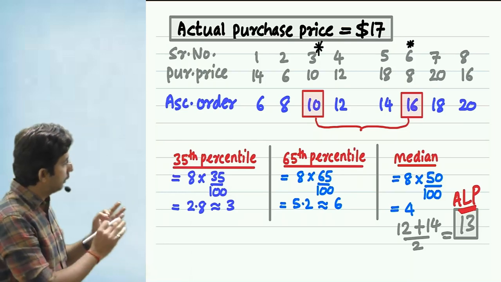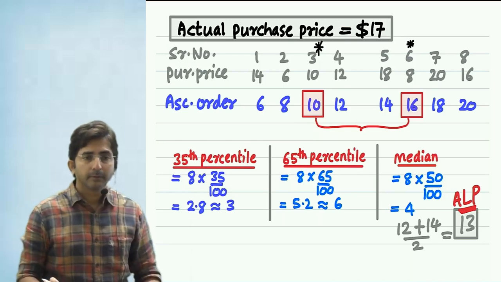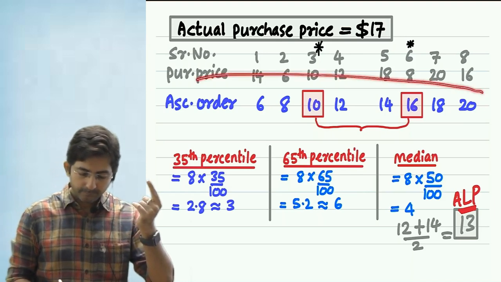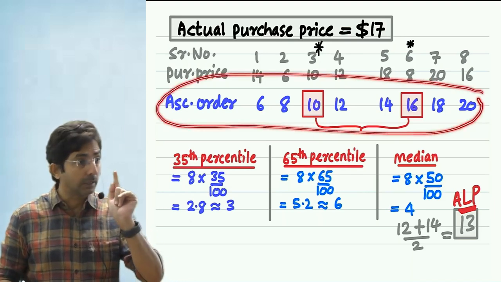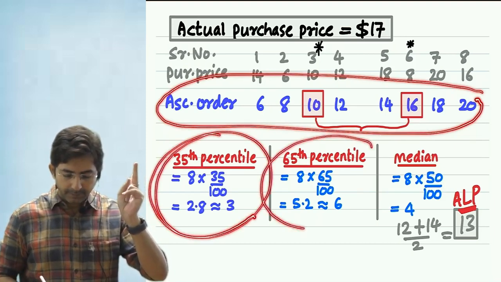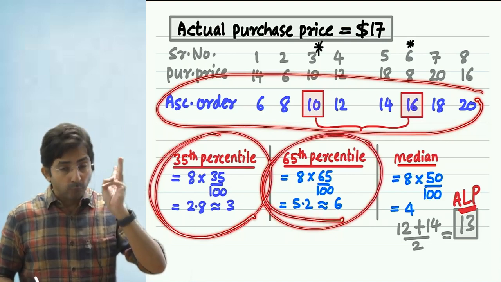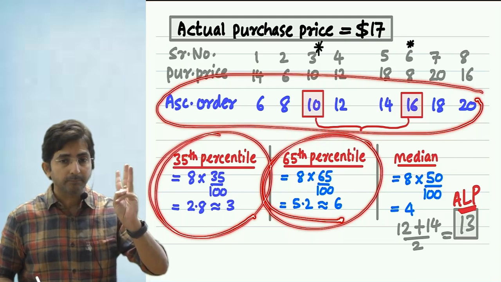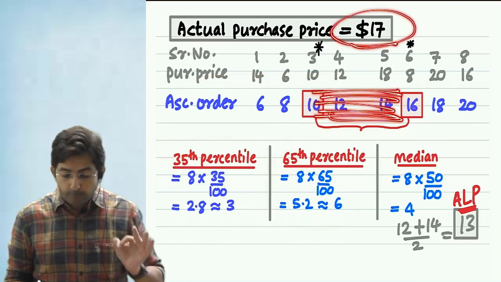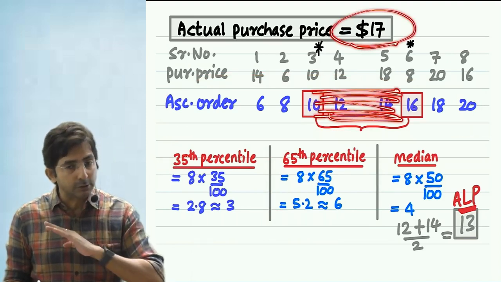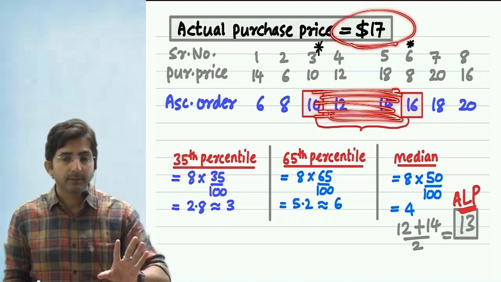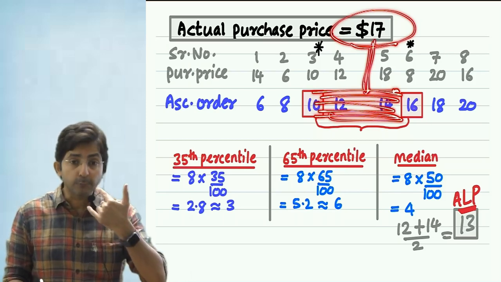Now can you explain the logic behind each and every step? Did you see the 4 steps? Step 1, ascending order. Step 2, 35th percentile. Step 3, 65th percentile. Fourth is what, you know? What was the fourth step? Checking the price in the range. If it falls in the range, the working stops there, and the conclusion is the price of the assessee is genuine. If it falls within the range, this is the fourth step.